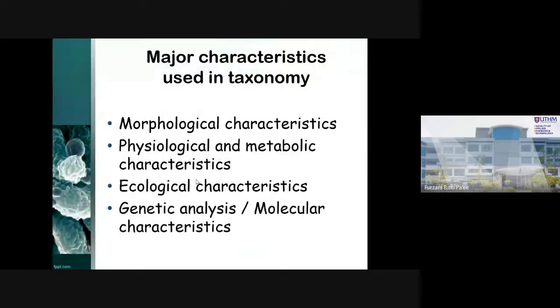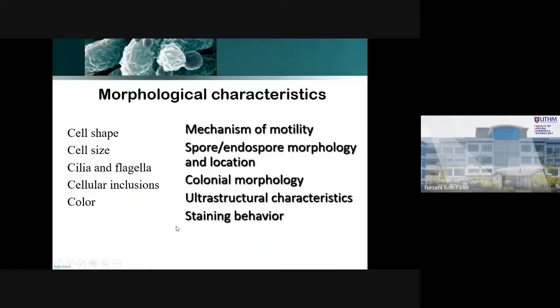For the taxonomy, there are major characteristics that we can use. We can have a look at the morphological characteristics, the physiological and metabolic characteristics, the ecological characteristics, and also the molecular characteristics.